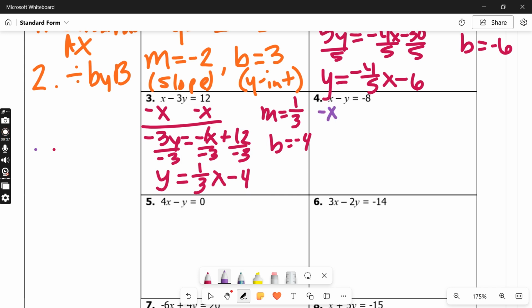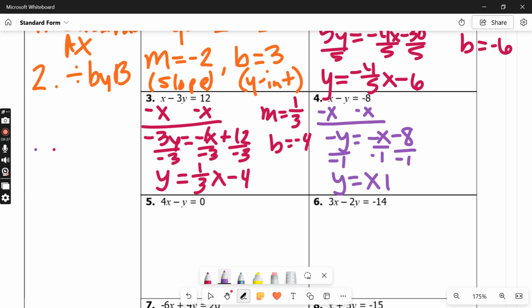Okay, I'm going to subtract x on number 4. So that gives me negative y is equal to negative x minus 8. And then since this is a negative y, I'm going to divide everything by negative 1. So that's going to give me y equals x plus 8. My slope here is going to be a 1, and my y-intercept is 8.